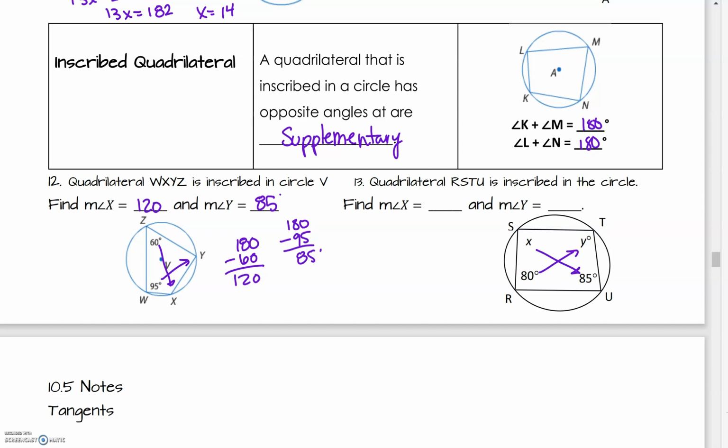So go ahead and take a moment to solve for x and y, and check when you're ready. Hopefully you got 95 degrees for x and 100 degrees for y when we subtract what we know, which is 85, just solve there, and 180 minus 80 for there.